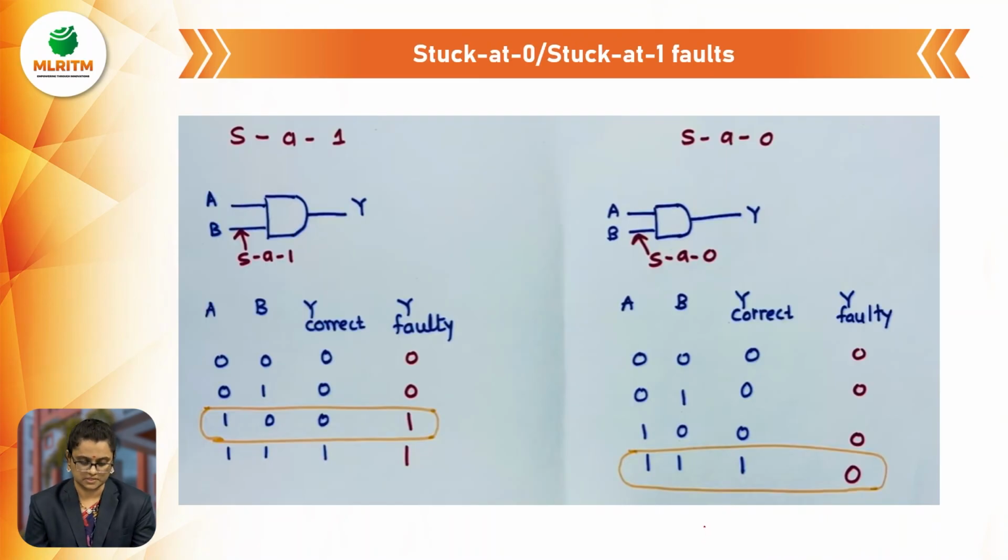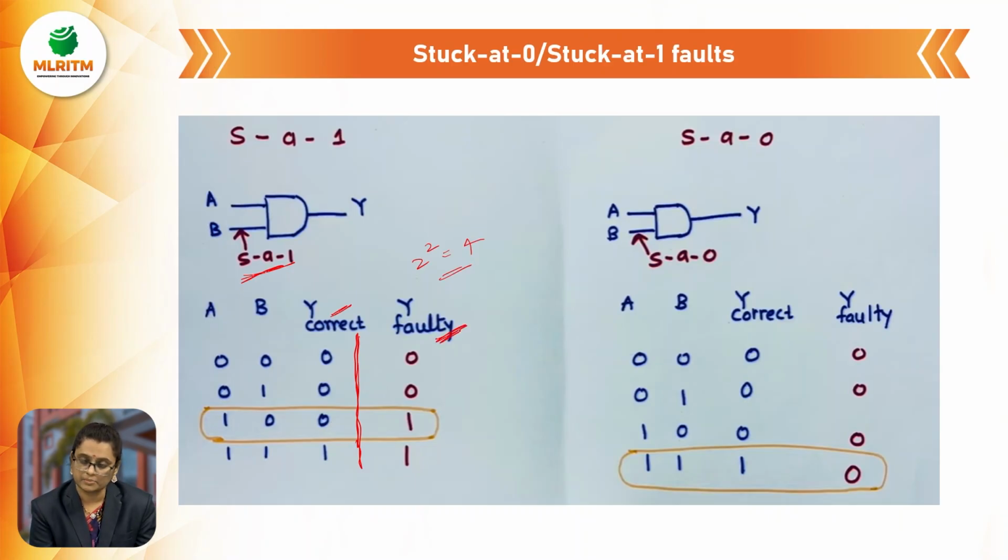So I will explain with an AND gate. Here I am taking the AND gate. Forget about this stuck at 1. A, B are the inputs. For 2 inputs we can get 4 combinations, 2 power 2 equal to 4. Those are 00, 01, 10, 11. So the outputs are 0, 0, 0, 1. Up to this is the correct output, the fault-free output.